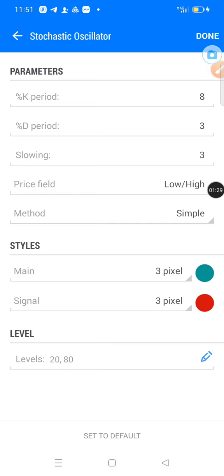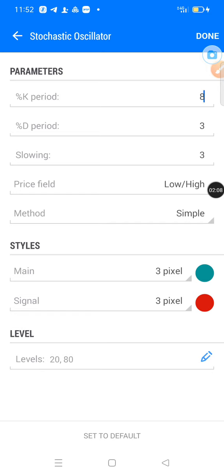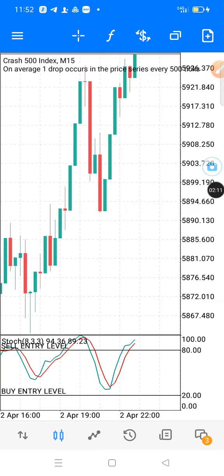My percent K period is 8, percent D period is 3, and slowing is what? 3. So the formation is 8, 3, 3. Your price field is low/high, your method is simple, styles main, and the main is green. The signal line is red. I prefer red on default. I love everything on default. The only thing that we are changing here is the percent K, which is 5, but we changed it to 8. So this is what we need right now to trade this strategy. And here I go, I'm going to add it, and done.